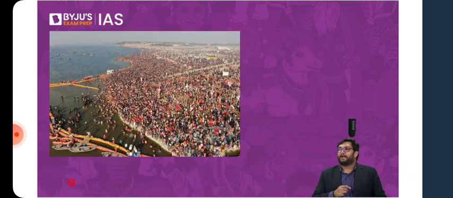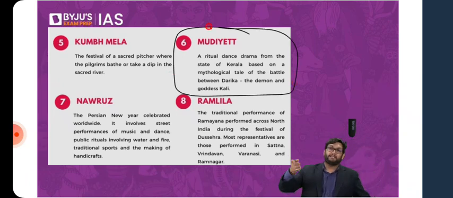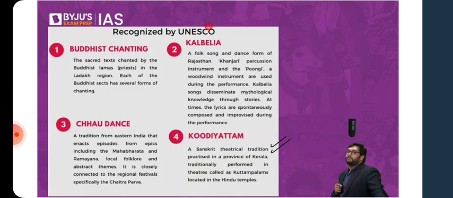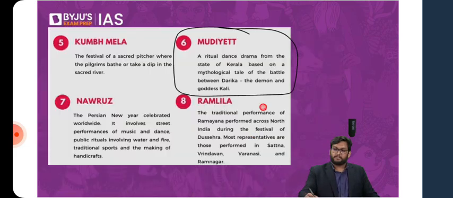Mudiyattu is, as we know, the story of Darika being killed by Bhadrakali, and the Sanskritic tradition coming from Kerala is Kudiyattam. Here again, you just need to know the state, and that is more than enough. Buddhist chanting is Ladakh, Kalbeli is the Rajasthan sector, this is the eastern sector, and this is Kerala. This is Kerala. We know that. I hope Kudiyattam and Mudiyattu you remember. Do you remember these two?